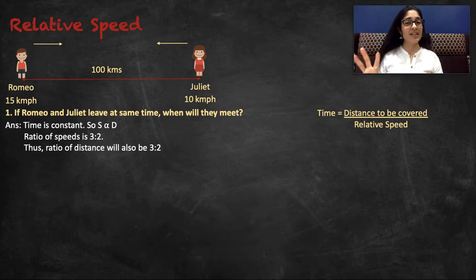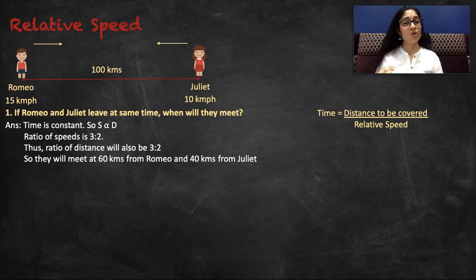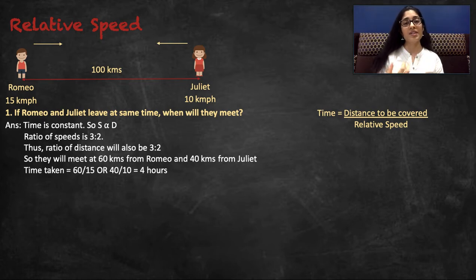So now if 100 kilometers is covered in the ratio 3:2, Romeo is going to cover 60 kilometers and Juliet is going to cover 40 kilometers. So to calculate time, from Romeo's side we can use 60 upon 15, or 40 upon 10 from Juliet's side, which is going to give you 4 hours.